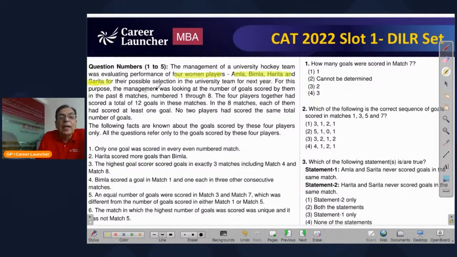For this purpose, the management was looking at the number of goals scored by them in the past 8 matches, numbered 1 through 8. Do we get an idea what this data set is all about? Effectively, what will it ask me to do? It will ask me to make a table with matches 1, 2, 3, 4 up to 8, and for these 4 players, A, B, H, S, and it will ask me how many goals each person scored in each of the matches.